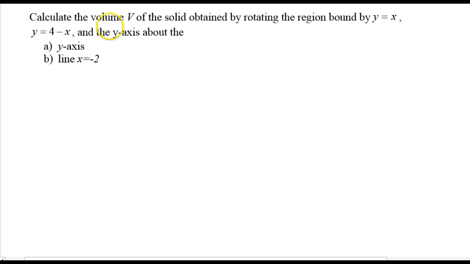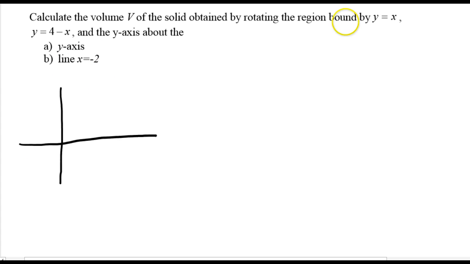Alright, next example, calculate the volume V of the solid obtained by rotating the region bound by y equals x, y equals 4 minus x, and the y-axis about the y-axis, and then about the line x equals -2. So let's go ahead and draw our region.